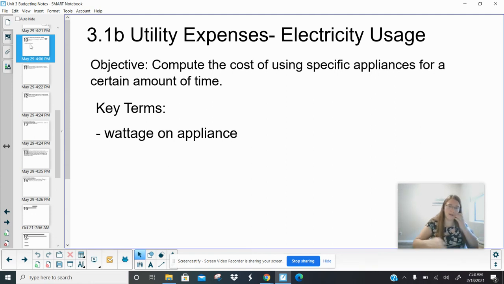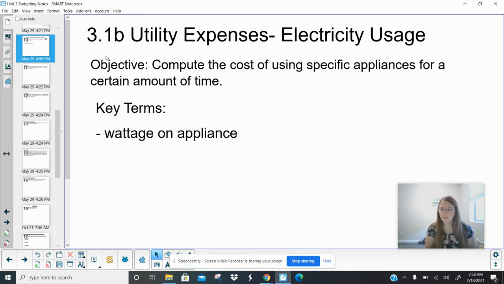Okay, 3.1b. So we just talked about how you are charged per unit for water and electricity. This one, we're continuing to talk a little bit more about electricity. And this is, again, kind of an interesting lesson, semi-related to budgeting, in that we are talking about how much running certain appliances or things that use electricity will cost you.